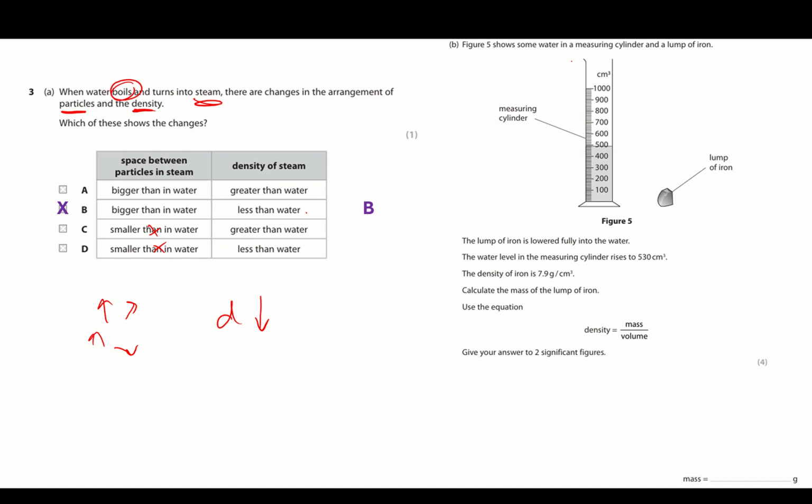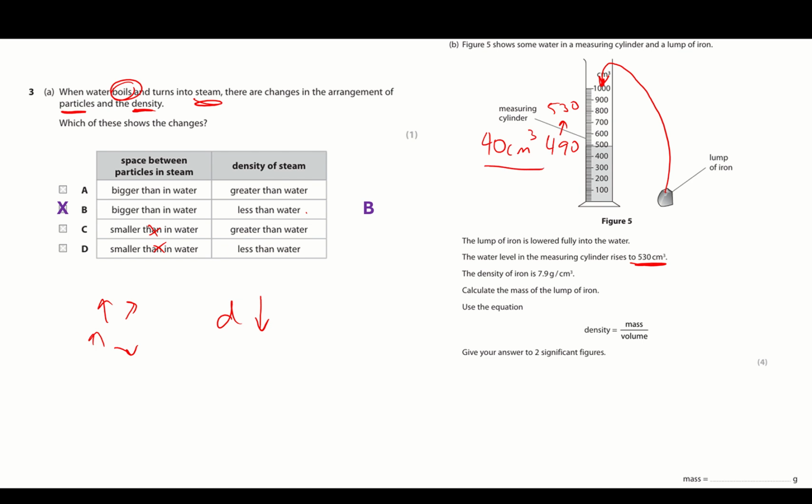Okay, figure 5 shows some water in a measuring cylinder and a lump of iron. So we're going to put that into there, and then that will displace some water, and it will displace its volume in water. The water level in the measuring cylinder rises to 530. Now, you've got to be careful here, because it's not at 500, that's at 490. It'd be easier to see that on your exam paper rather than my cramped PowerPoint. But we know it's going to go from 490 to 530, so that's a change of 40 centimetres cubed.